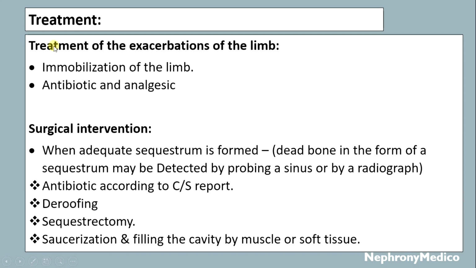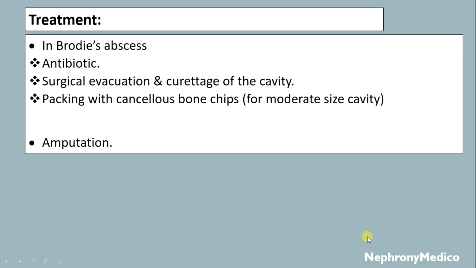Treatment: treatment of the exacerbation of the limb includes immobilization of the limb, antibiotics and analgesics. Surgical intervention is done when adequate sequestrum is formed. Dead bone in the form of a sequestrum may be detected by probing a sinus or by radiograph. Antibiotics according to C&S reports, deroofing, sequestrectomy, and suturing and filling the cavity with muscle or soft tissue. In Brodie's abscess, antibiotics, surgical evacuation and curettage of the cavity, packing with cancellous bone chips should be done, or amputation can be done.